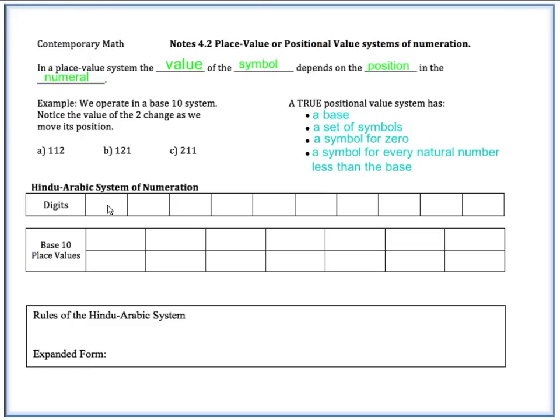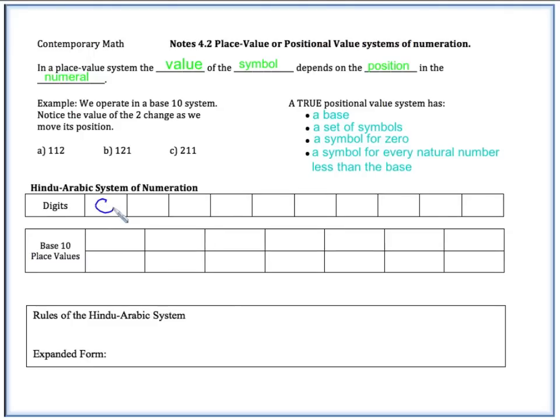Taking a look at the Hindu-Arabic system, we do have a symbol that represents 0 or nothing, and then we have a symbol for every natural number less than the base. The base is 10, so we have 1, 2, 3, 4, 5, 6, 7, 8, 9. The reason we only need a symbol for every number less than the base is that once we get to the base, we represent it with 2 symbols, 1 and 0, and so on and so forth.